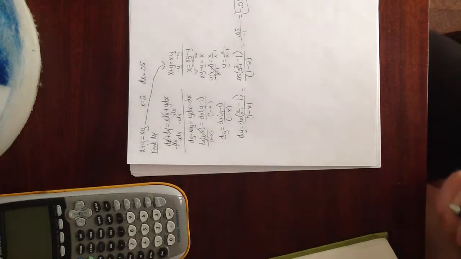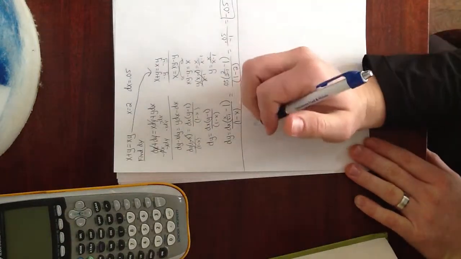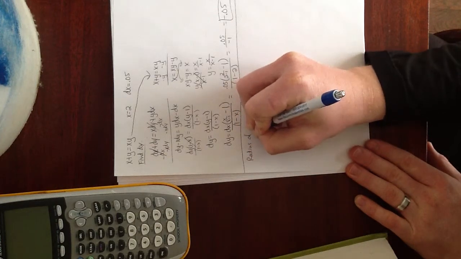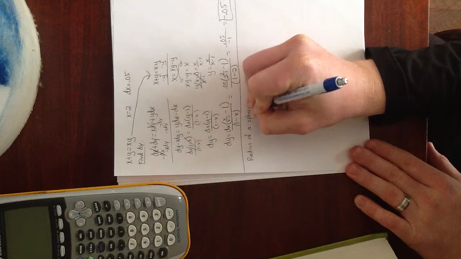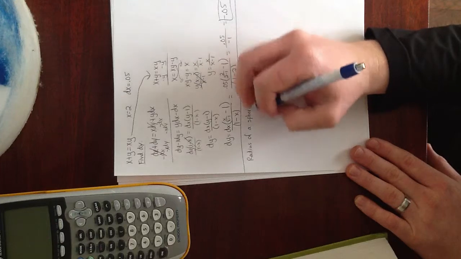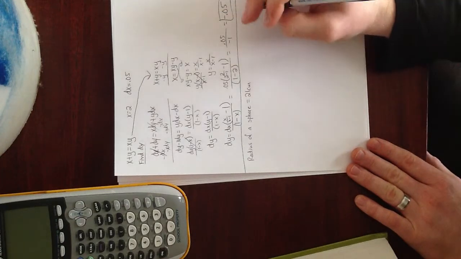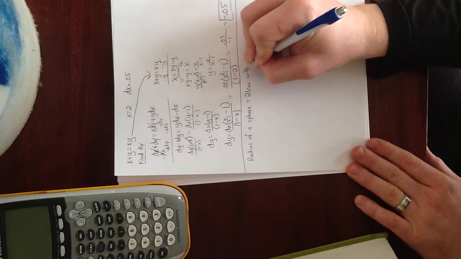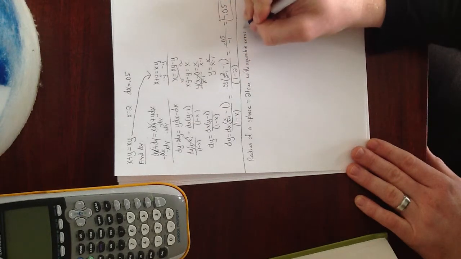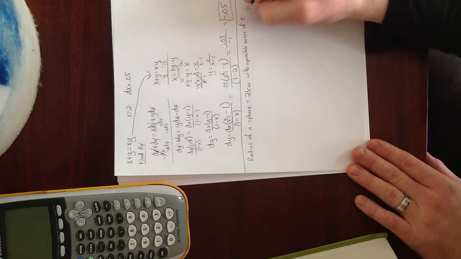So here's another one. Got the radius of a sphere. Keep in mind it's a sphere, not a circle. Was measured to be 21 centimeters with a possible error of plus or minus 0.05 centimeters.